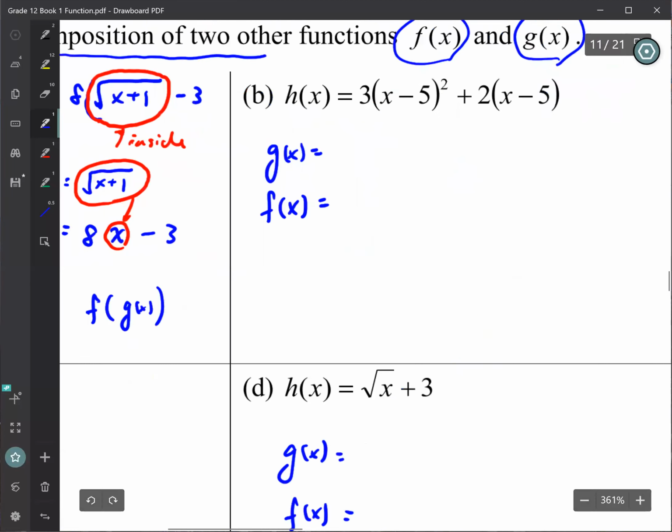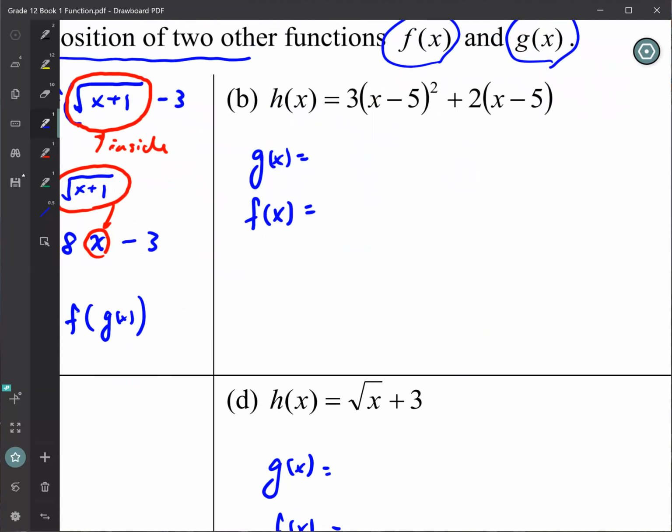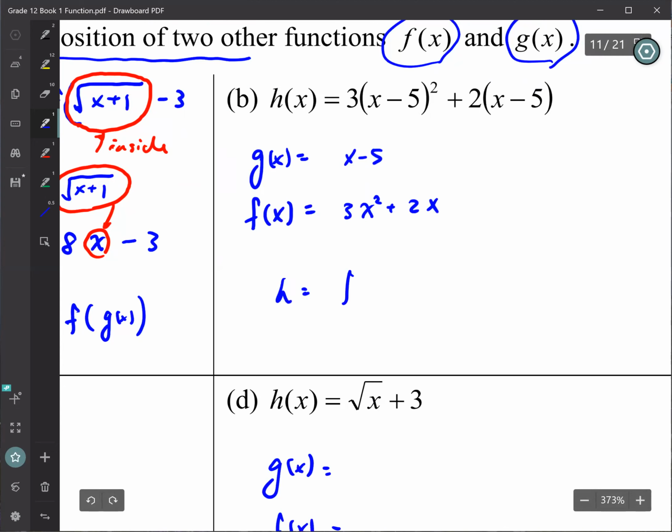Okay, let's see your answer, William. Just for B. What's your G? My G is x minus 5. Okay, that's it? Just x minus 5. Yeah. Okay, and f of x? 3x squared plus 2x. Okay. And then we have H is g of f of g, right? Yes. Okay.